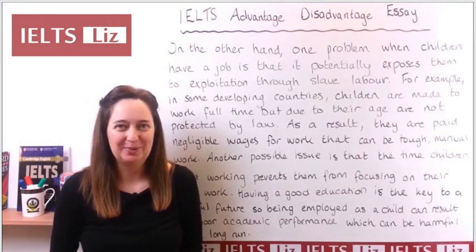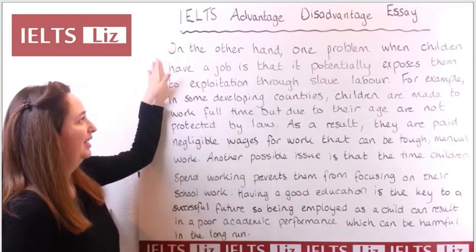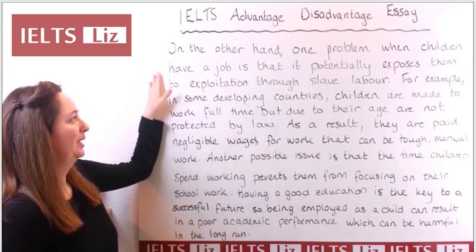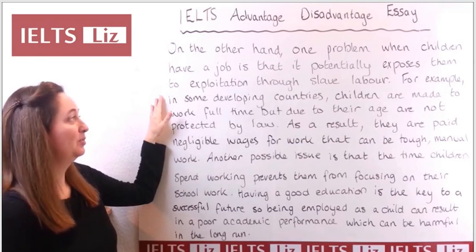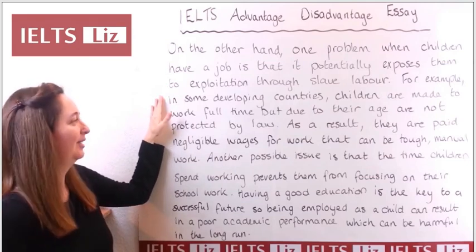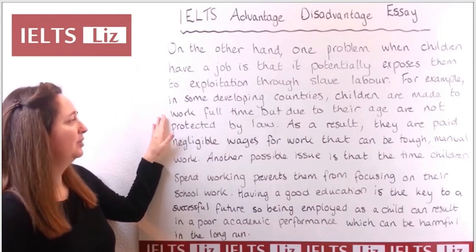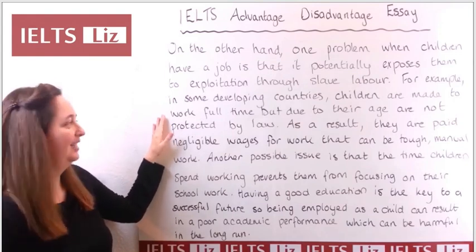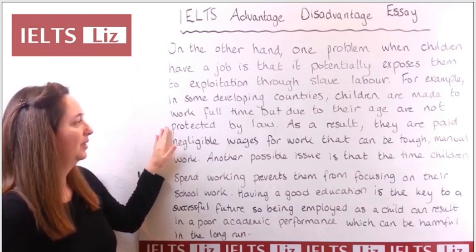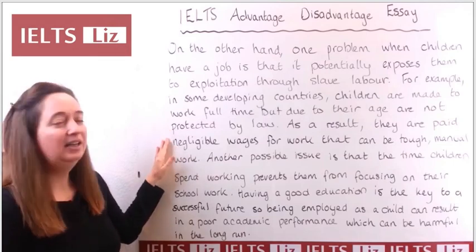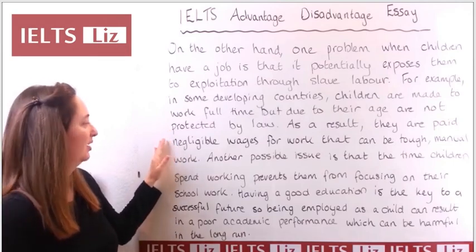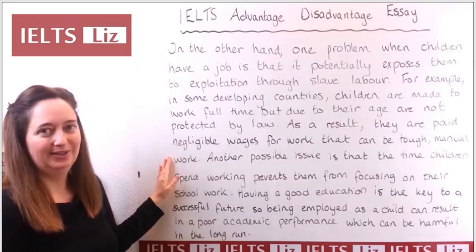Body paragraph number 2. On the other hand, one problem when children have a job is that it potentially exposes them to exploitation through slave labour. For example, in some developing countries, children are made to work full-time, but due to their age are not protected by law. As a result, they're paid negligible wages for work that can be tough, manual work.